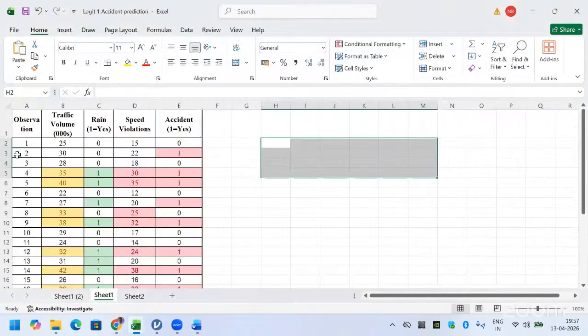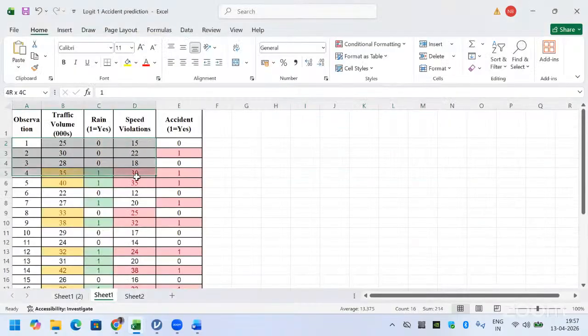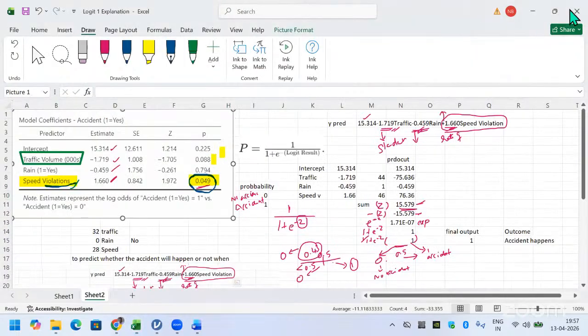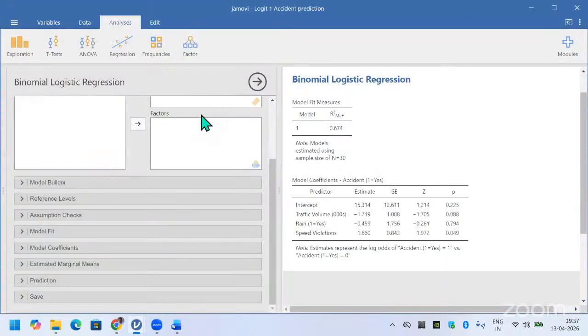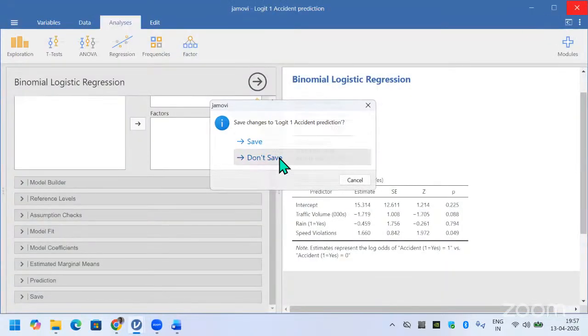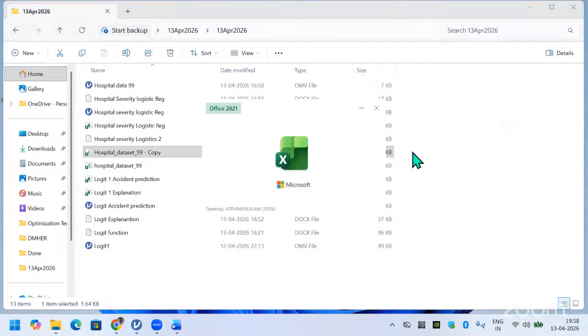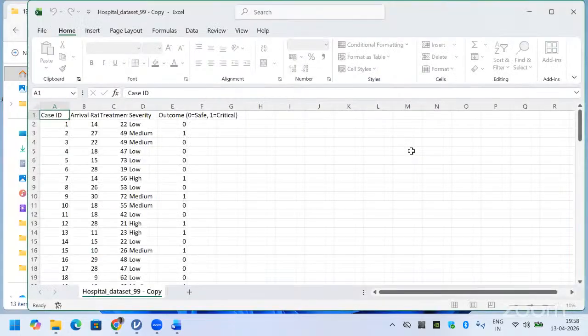So here I have taken everything as numbers. Here one is yes, zero is no, something like that. Suppose by any chance you get some kind of data which is not straight away like this. Since we have seen all these things, I'm closing this one. Let me take one more data like this, a hospital data set.